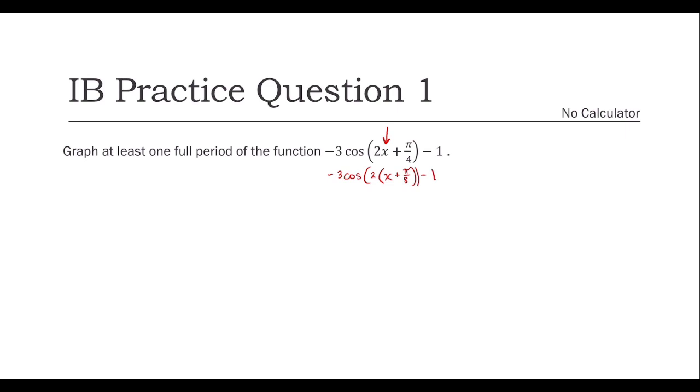So now we want to know what our amplitude is, what our period is, our horizontal shift, and any vertical shifts. We also want to know if we have any reflections.